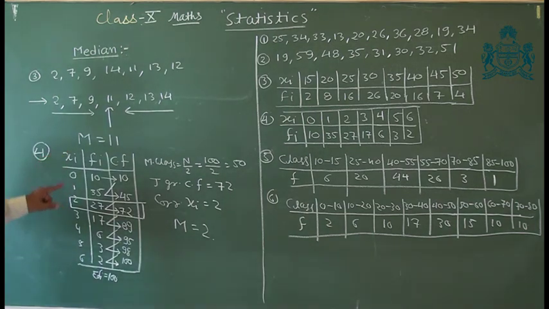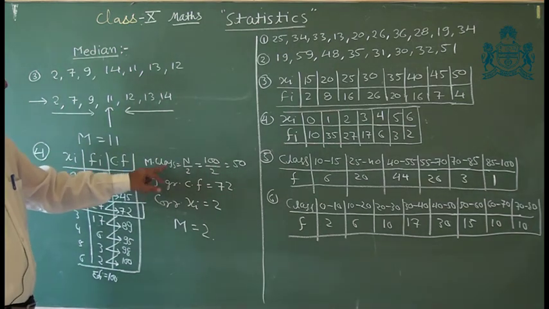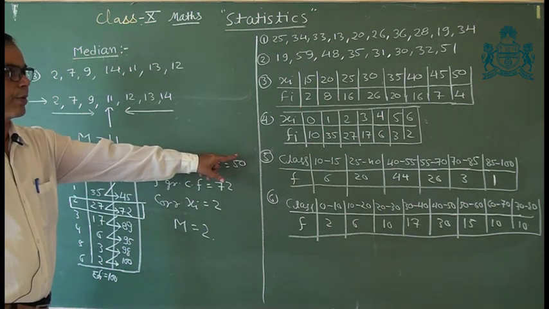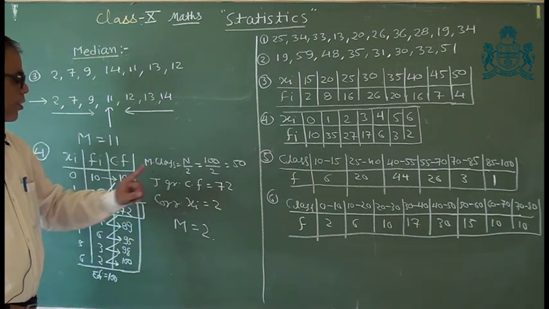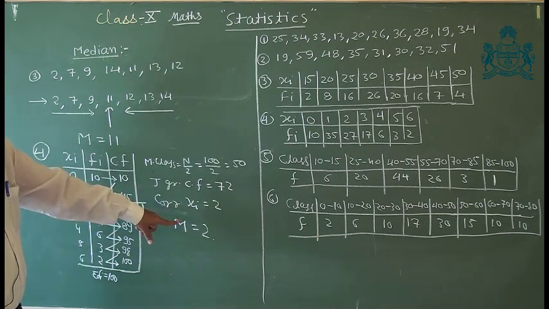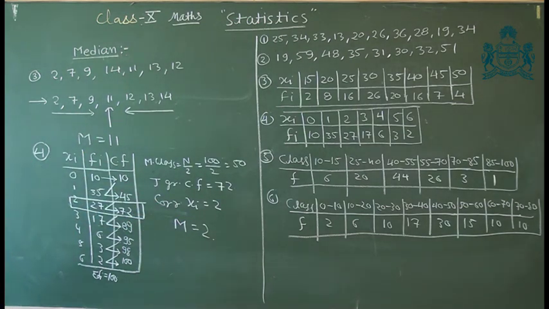Then ungrouped data, xi, fi. Next point, cumulative frequency: 10 as it is. 10 plus 35, 45, 45 plus 27, 72, 72 plus 17, 89, 89 plus 6, 95, 95 plus 3, 98, 98 plus 2, 100. Then median class equals n by 2, where N is the sum of frequency. 100 upon 2 is 50. Just greater cumulative frequency than 50 is 72. Corresponding value of x is 2. Therefore, median is 2. Okay, that is the third type of question on median.